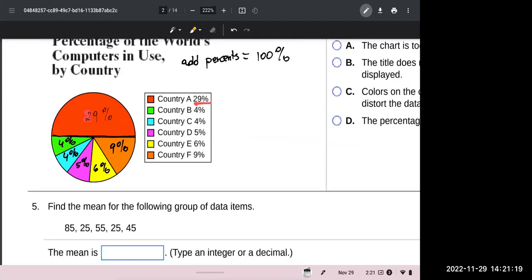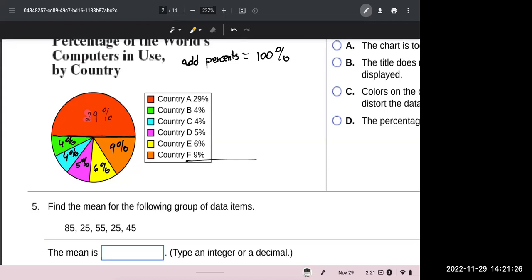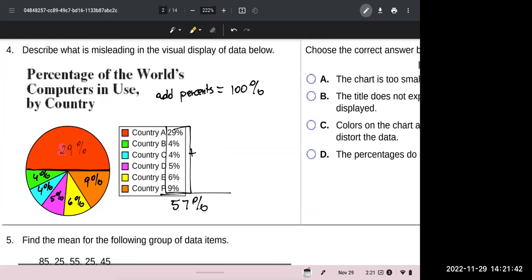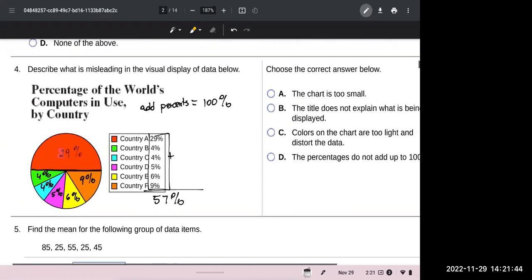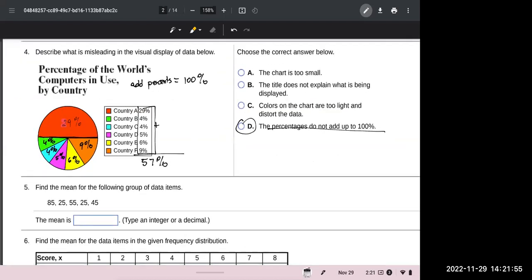So what is wrong with this pie graph or circle graph is that when you add those percentages together, you will end up with only 57%. This is wrong because in all circle graphs, the sum of all percentages should give you 100. So the correct answer will be answer D, that the percentages do not add up to 100. So this graph is just wrong.